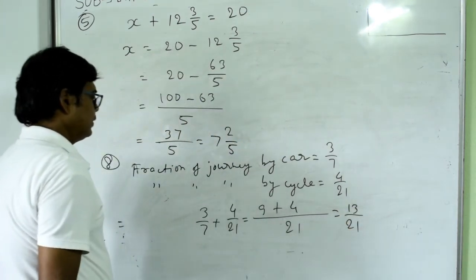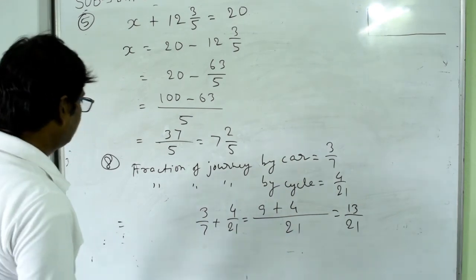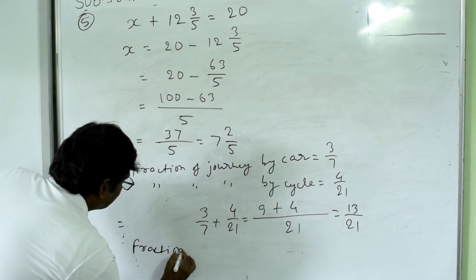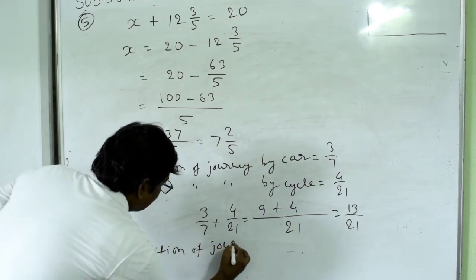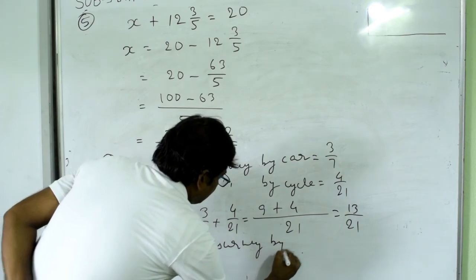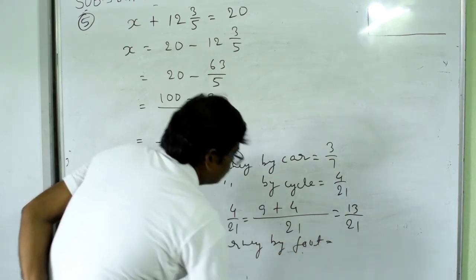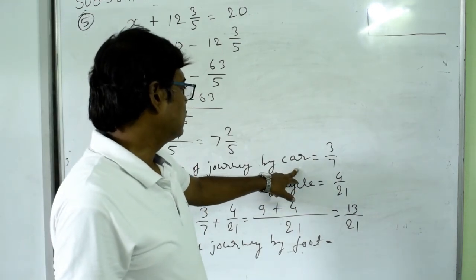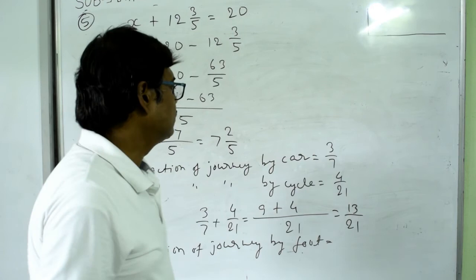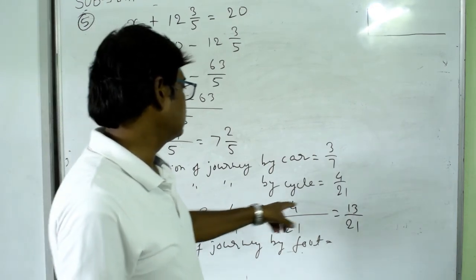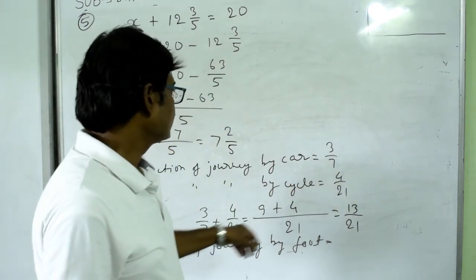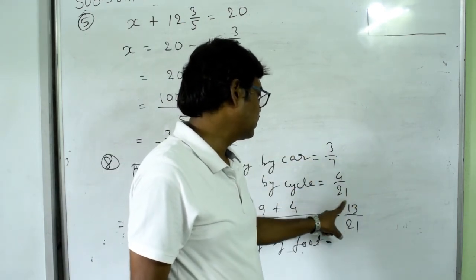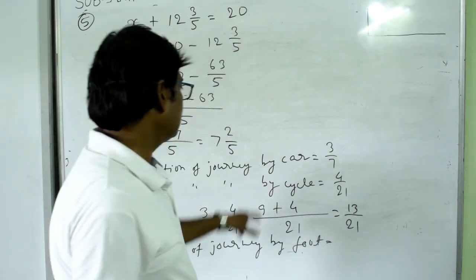Okay, then now here you will write fraction of journey by foot equal to how much? मतलब ये क्या है कि जो जर्नी है वो कार से कितना हो गया, कार से 3 by 7 पार्ट मतलब जर्नी हो गया, एंड बाय साइकिल इट इज 4 by 21, और फिर मतलब अगर दोनों को मिला देंगे तो 13 by 21 जो फ्रैक्शन है, मतलब दिस मच फ्रैक्शन इज डन बाय कार एंड साइकिल.